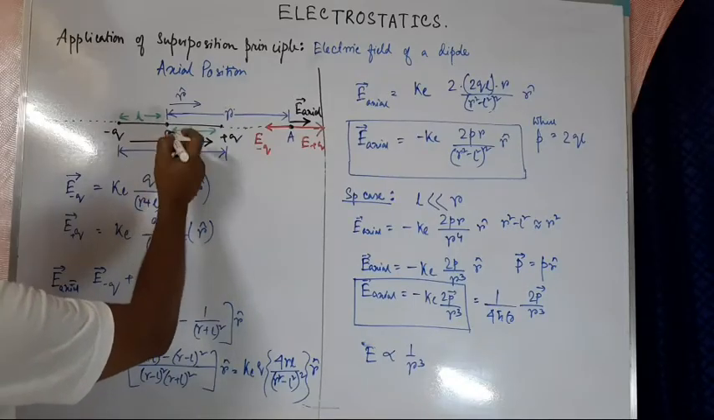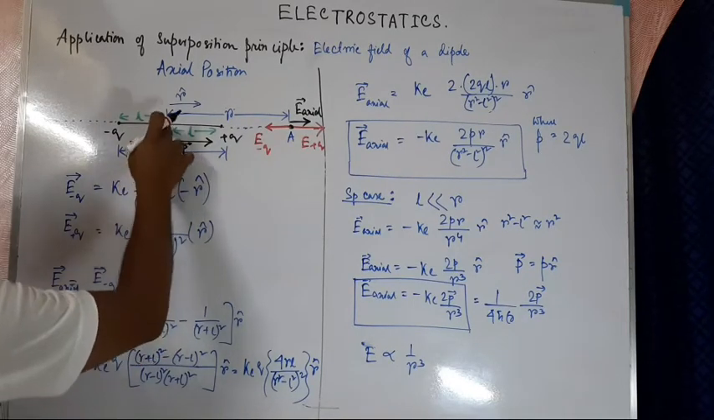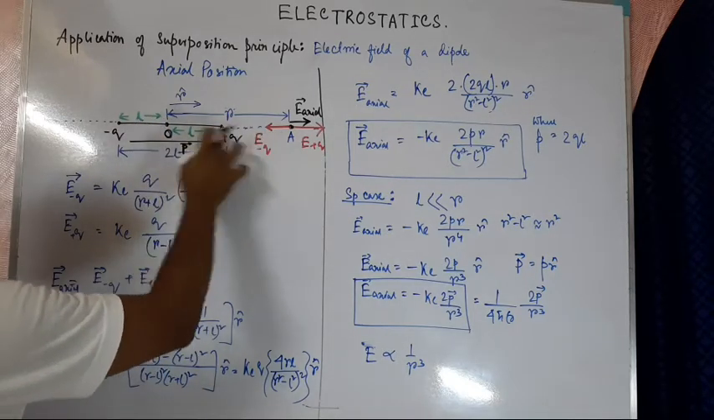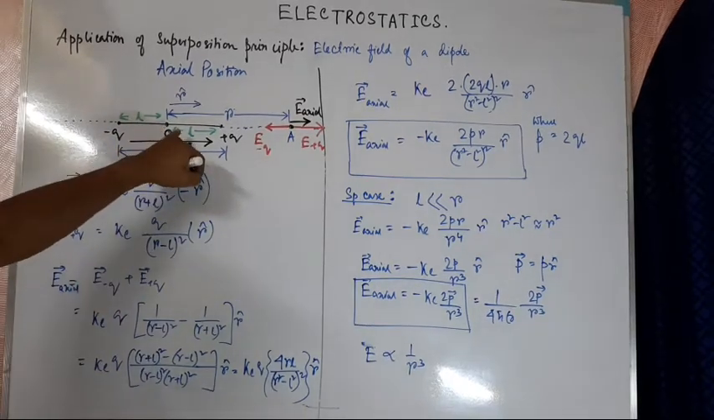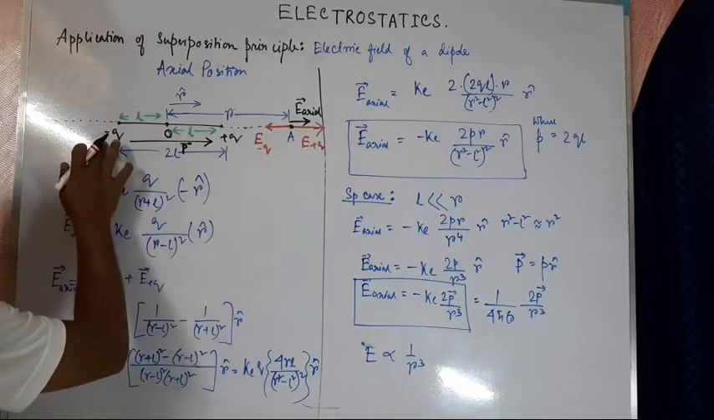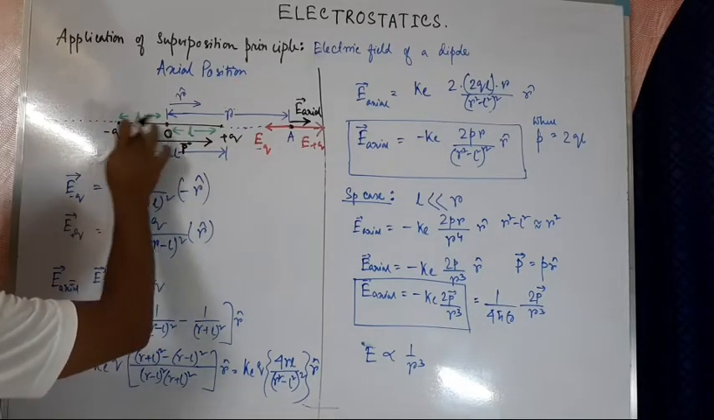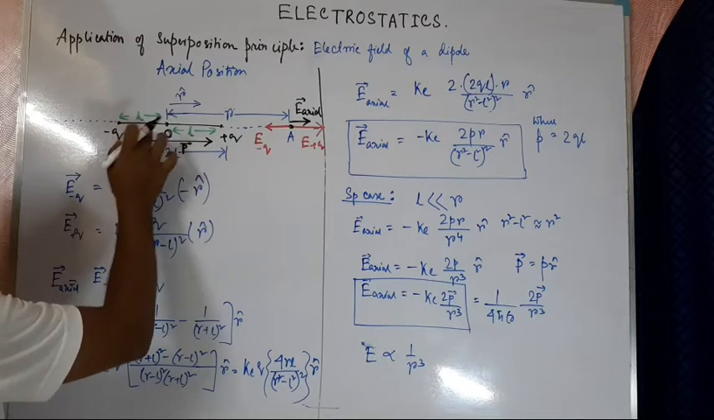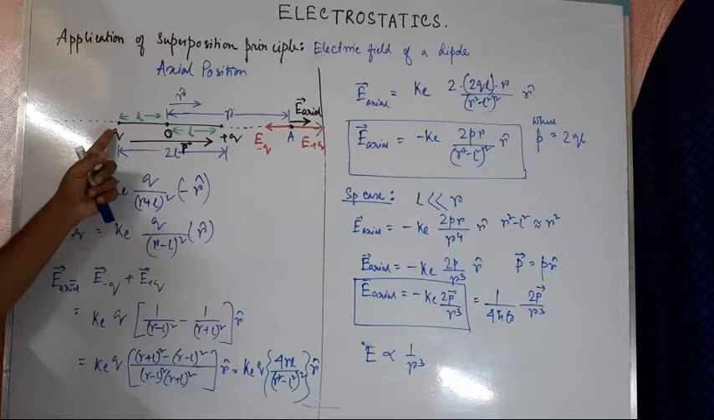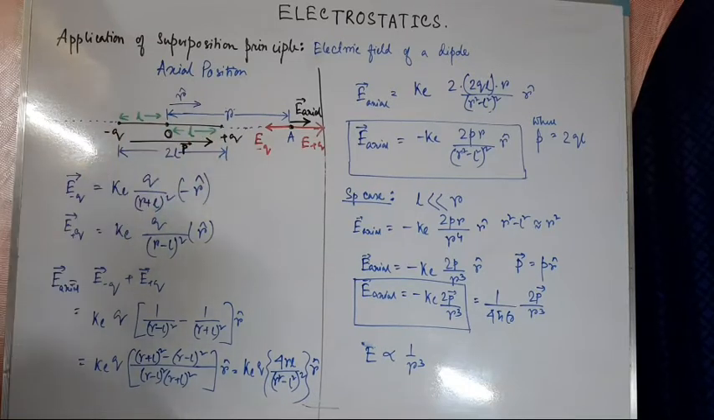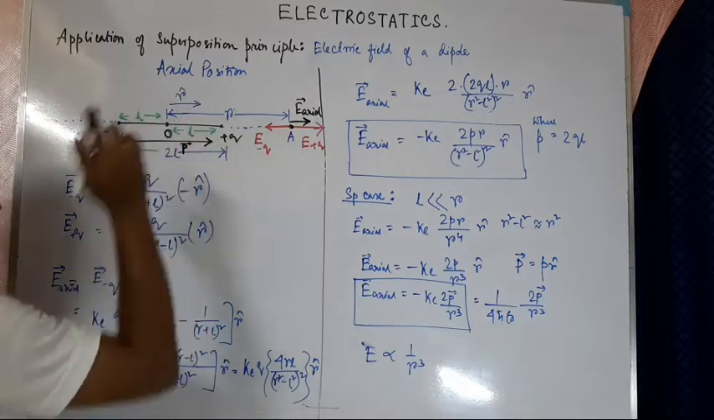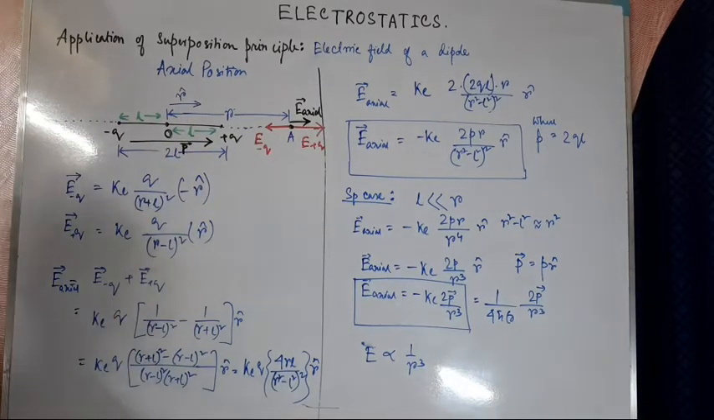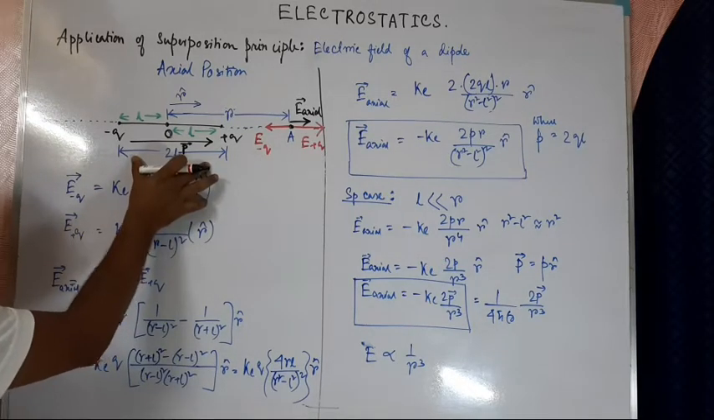The distance of A from the origin is R. So A is at a distance R from the origin. The origin is set at the very middle point of the dipole. Here are the equal and opposite charges, each at the same distance L from the midpoint O. The point where we have to find the electric field is at a distance R from the mid position, the origin O. The total length of the dipole is taken as 2L.